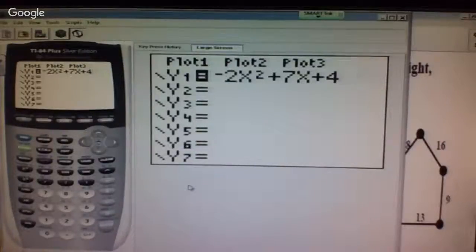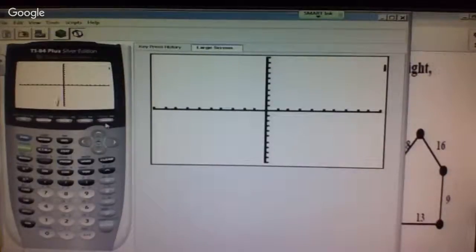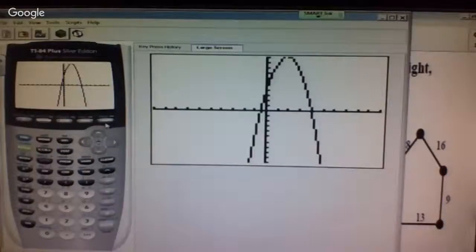Everybody good? Everybody got this plugged in? To clear out, yes. Okay. Back up here. If I hit graph, can I see my whole picture? No, you can't quite see the vertex.